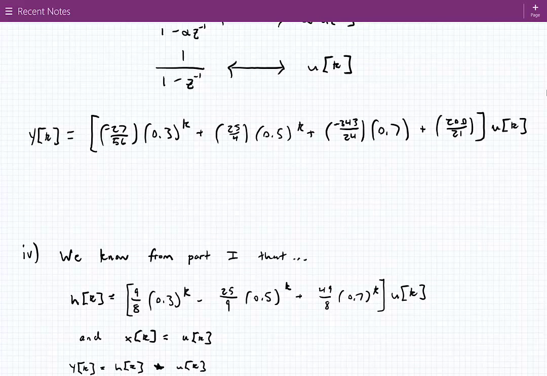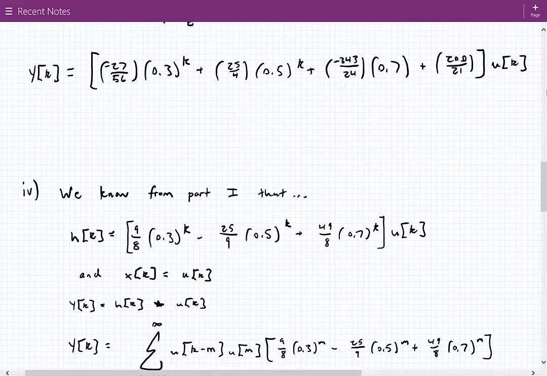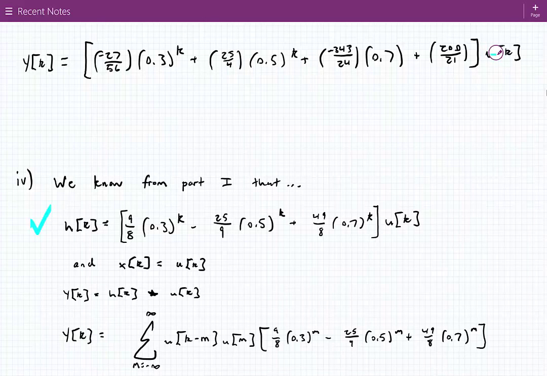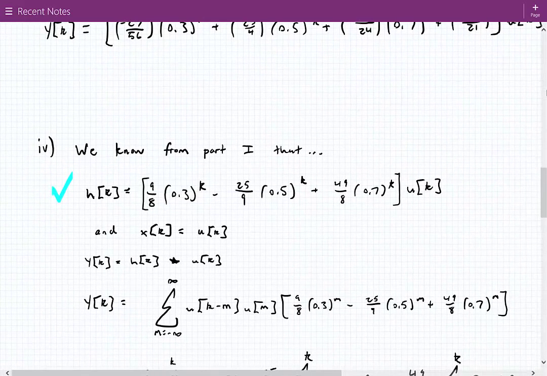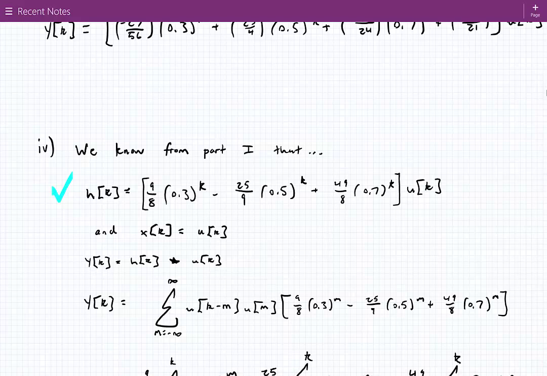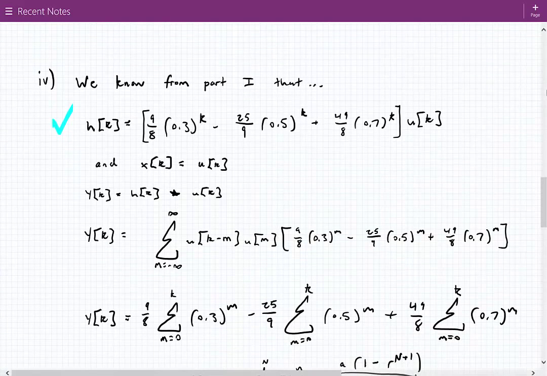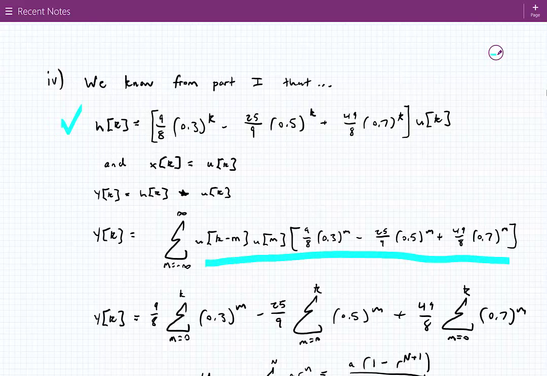Now for part 4, we're going to be doing the same thing, except we're going to be using convolution sum. From part 1, we know that h of k is equal to this right here, and we still know that x of k is equal to u of k. Now we're going to convolve h of k and u of k together, and we get the sum from m equals negative infinity to infinity of this long thing right here.